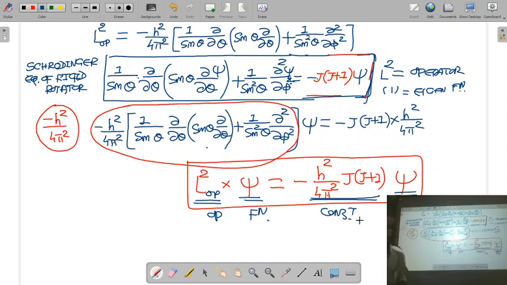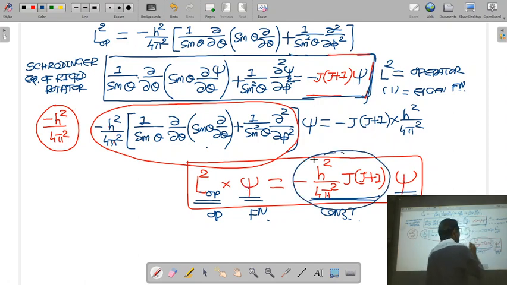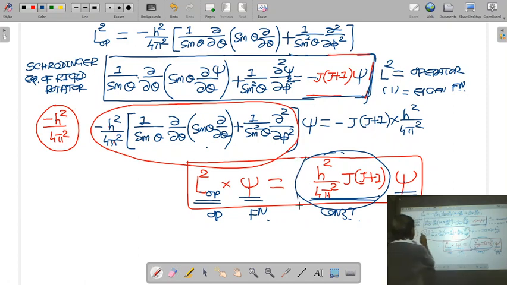Okay. What is the physical significance of this equation? When the L square operator, the square of the angular momentum operator, operates on the eigenfunction psi, we get the same function psi multiplied by minus h square upon 4 pi square j into j plus 1. I am sorry, this minus sign from both the sides is cancelled out. So this will be plus. Okay. So what is h square upon 4 pi square j into j plus 1? That is nothing but the eigenvalue of the L square operator.